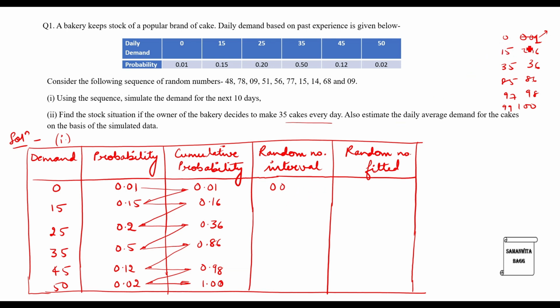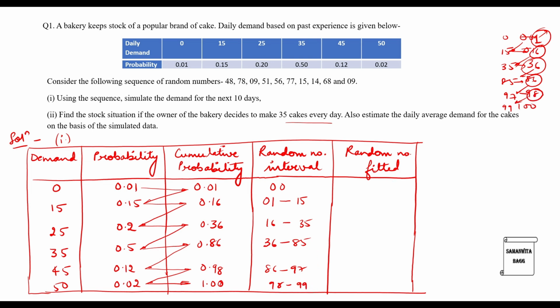Next, the next number starts from here. So this is 1, and this will go up to 15. So here is my second value. Next, again go to this number 16, and the range will be up to 35. Then you will again go to 36, so this is starting from 36 going up to 85. Then the next number is 86, and it will go up to 97. And last we go to 98, and this will go up to 99.